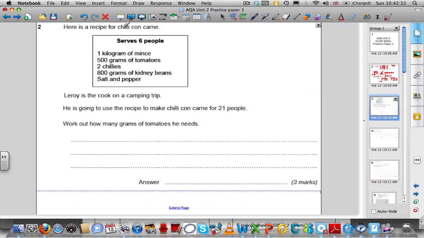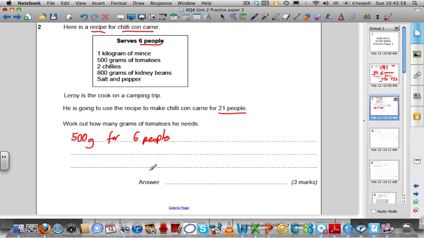Okay, next question. A recipe for chili con carne serving 6 people needs the following set of ingredients. Leroy is cooking on a camping trip. He wants to make chili con carne for 21 people. How many grams of tomatoes does he need? Well, he needs 500 grams for 6 people.